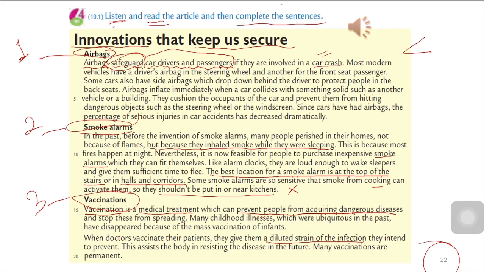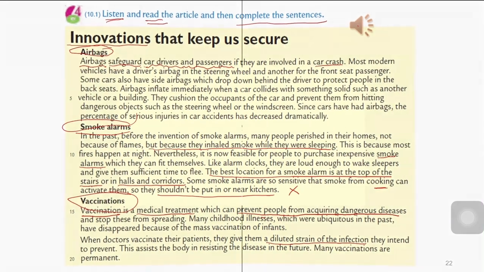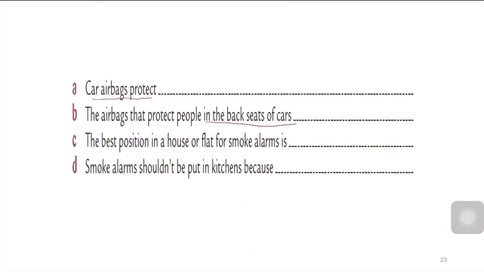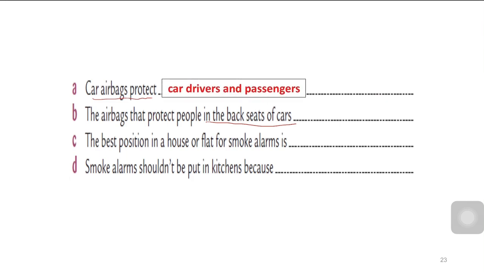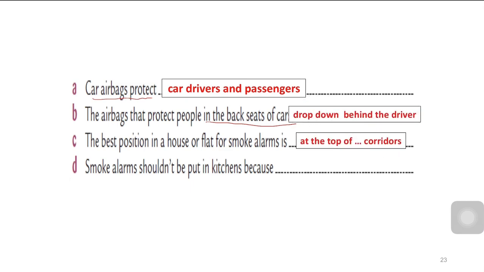So what is the object here? Safeguard car drivers and passengers. All right, so we just write down car drivers and passengers. We'll do the same in the 4 sentences. Okay, the airbags that protect people in the back seats of a car. They drop down behind the driver. The best position for a smoke alarm is the top of corridors. And the last one, why don't we put smoke alarms in kitchens?